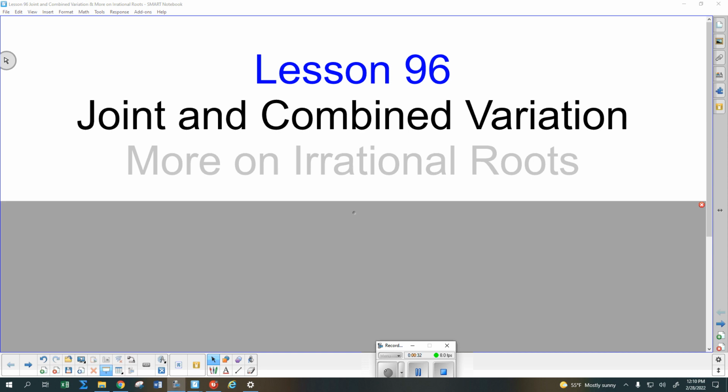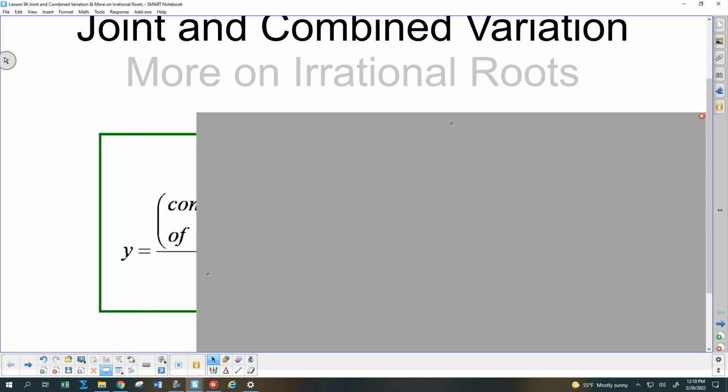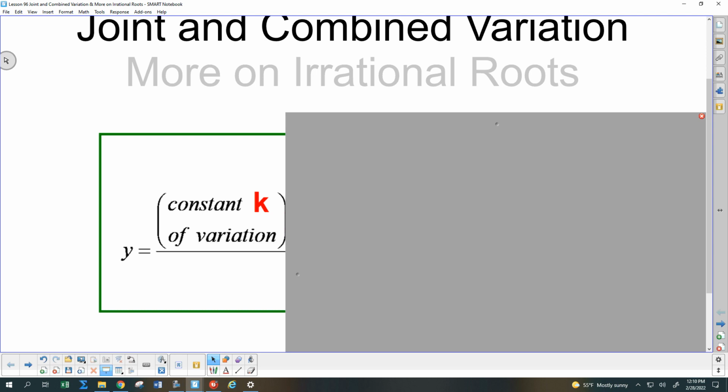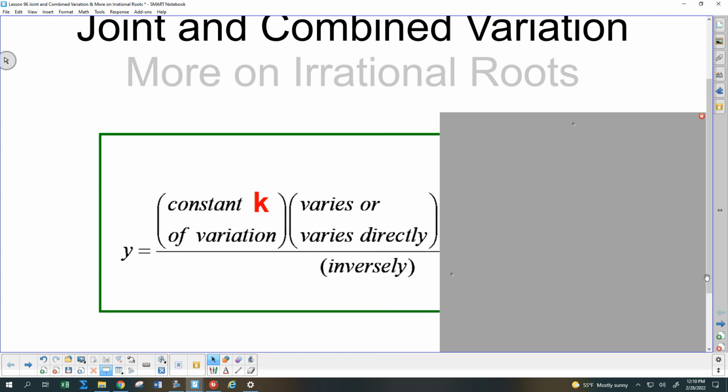So what we will talk about today is the other topic of lesson 96, more on variation, specifically joint and combined variation. We have already had direct and inverse variation. So this is just taking it one step farther. We know that anytime we have y varies, we start off with y equals k. And then we have already learned if it says y varies as or y varies directly as, we put that variable in the numerator along with a k. If it says it varies inversely, we put that in the denominator.